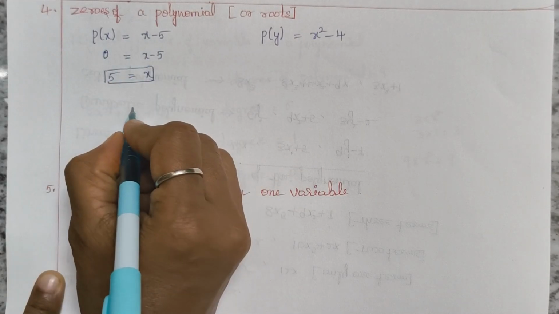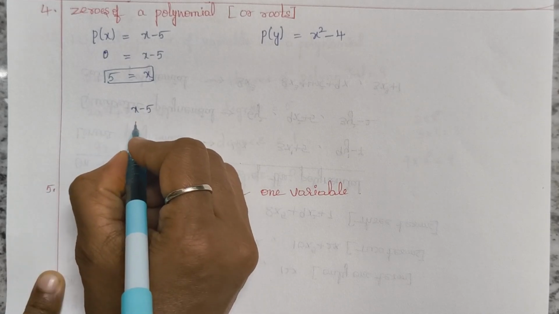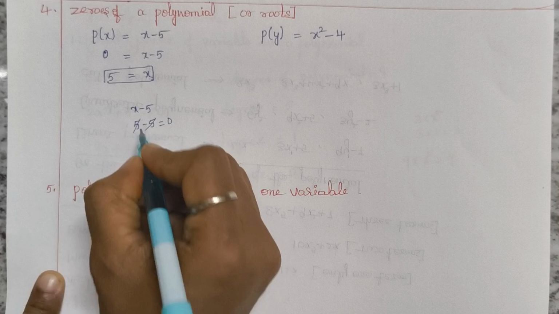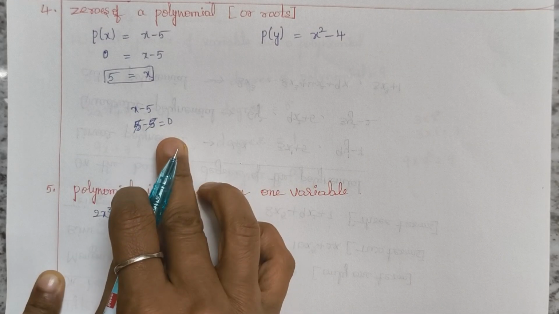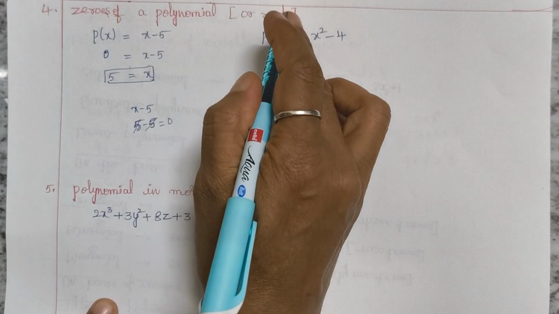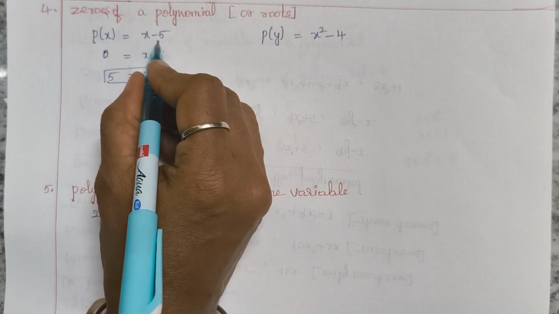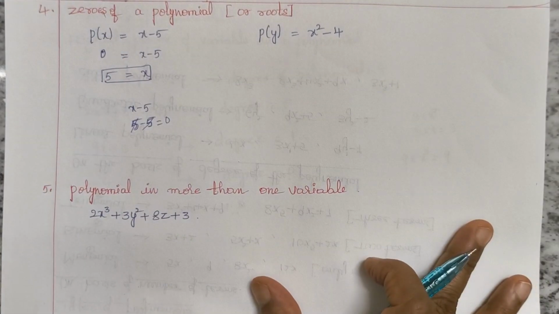See here, x minus 5 is there. So what value of x came? 5 came. So 5 minus 5, the overall answer is 0. So 5 minus 1 plus 5 minus 5, overall answer is 0. So the zero of the polynomial means whichever value you substitute in place of x, if the overall answer is 0, that is the zero of the polynomial.